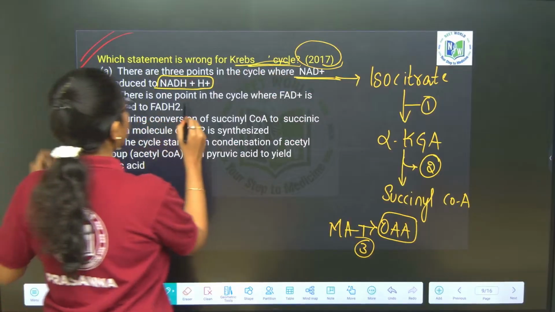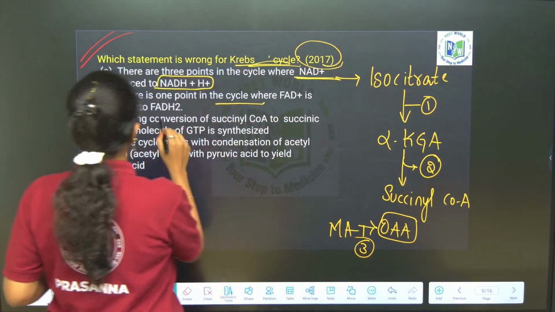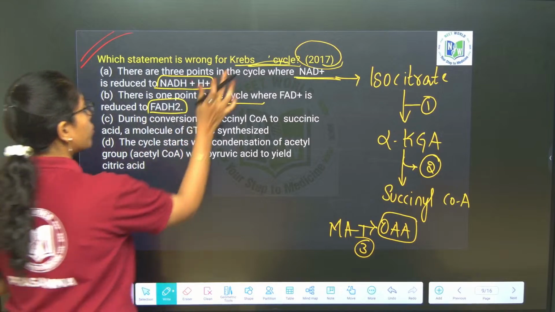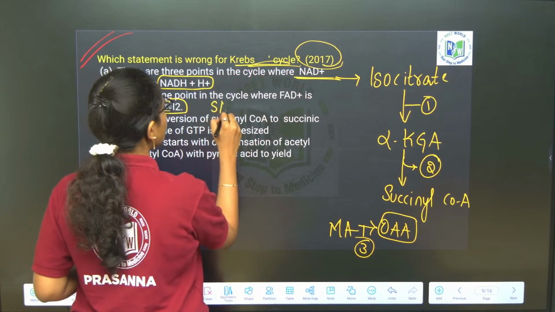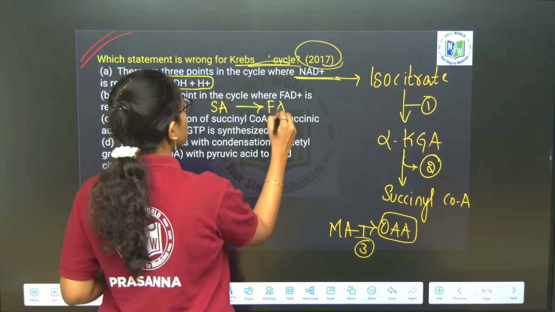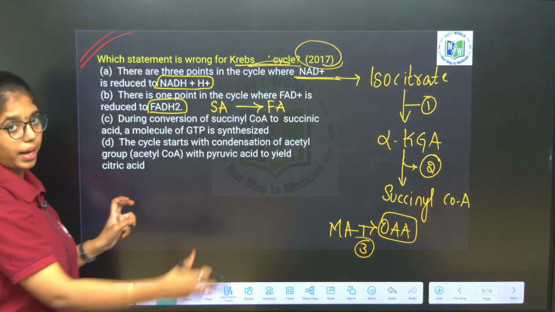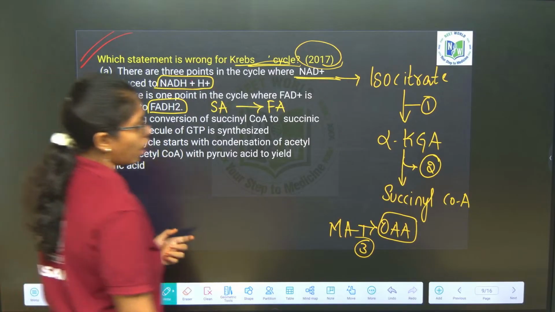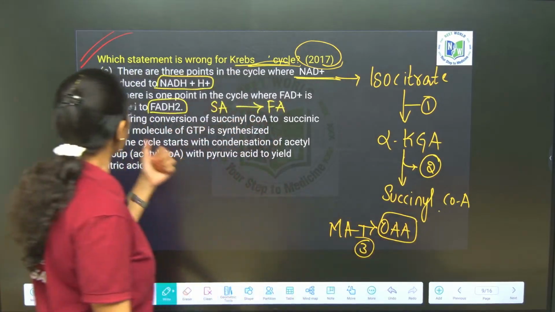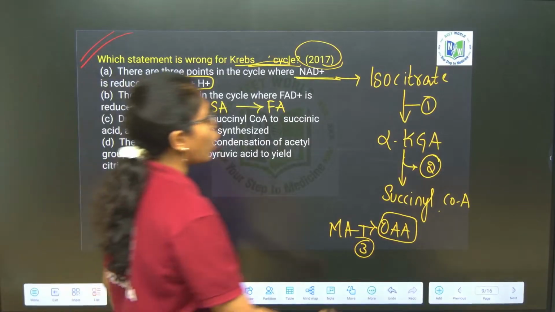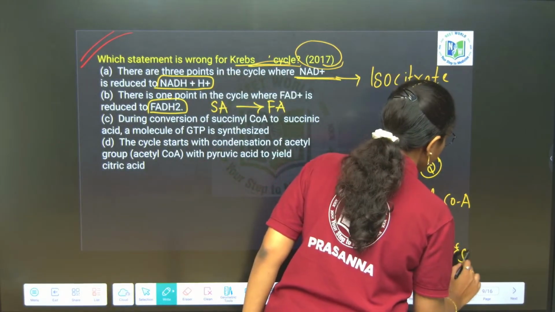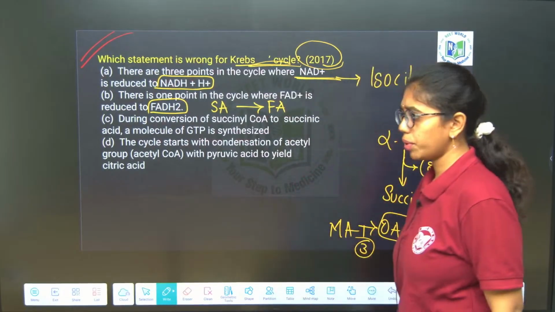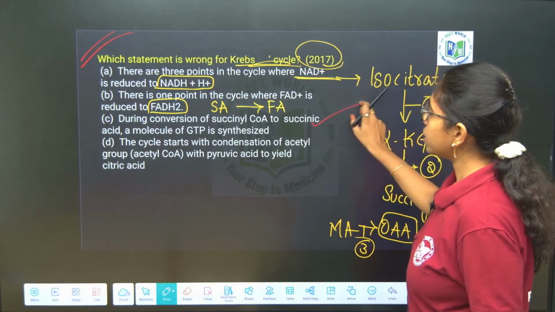Second, there is one point in the cycle where FAD plus is reduced to FADH2, that is from succinic acid to fumaric acid, or succinate to fumarate. This is the point where FADH2 is released. During the conversion of succinyl-CoA to succinic acid, a molecule of GTP or ATP is released. GTP or ATP, one and the same. Very good. So this is also correct.